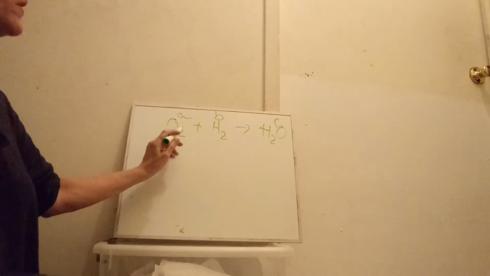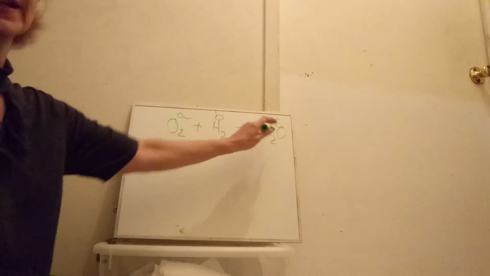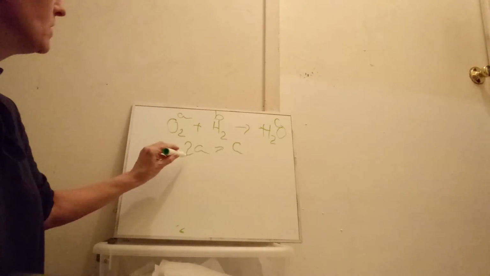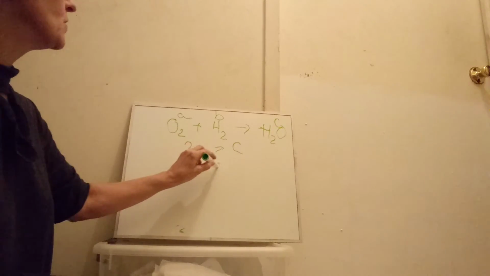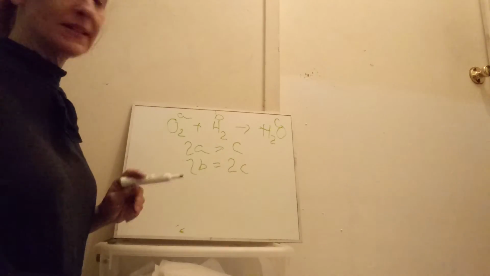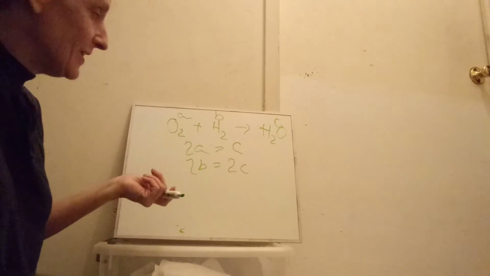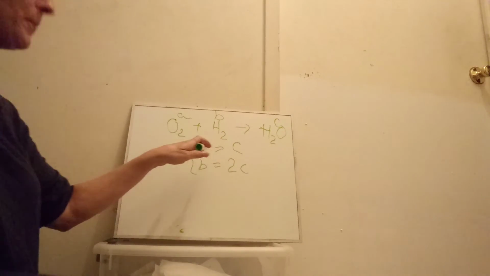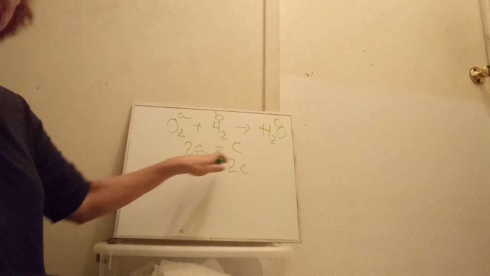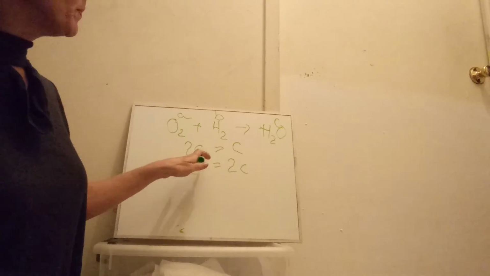So here I say I have 2A equals, and oxygen on this side again is 1, so I say C. And here I say 2B, and on this side, hydrogen is 2 again, so I say 2C. What I need to do is I need to get every variable in terms of the other variables so that I can find the coefficients. So here, I don't have A in terms of B, so that's what I need. And I can use this equation to find C in terms of B, so I can substitute it in.